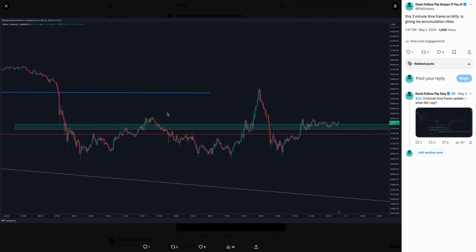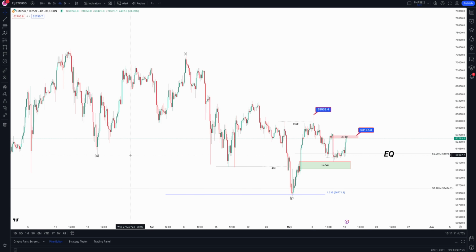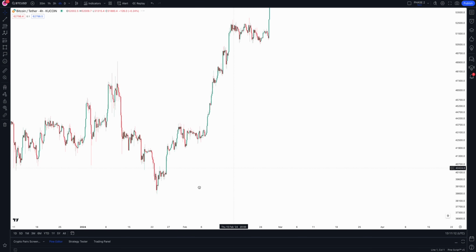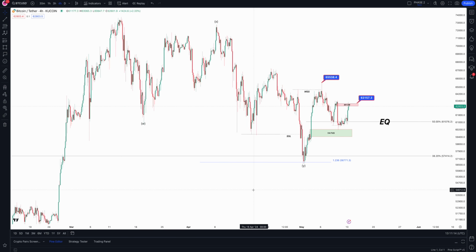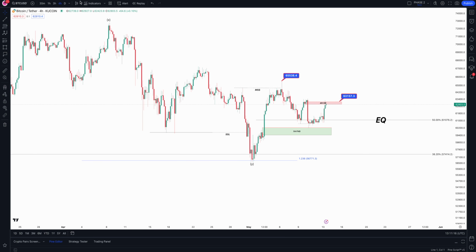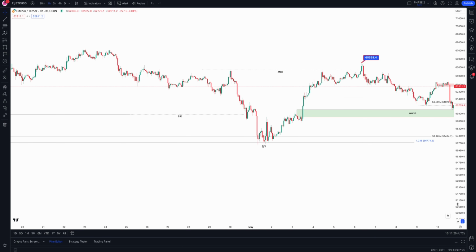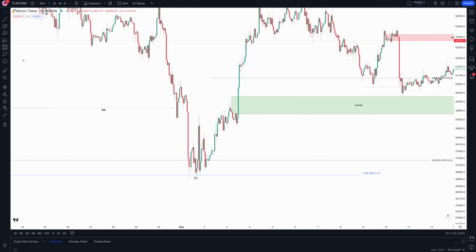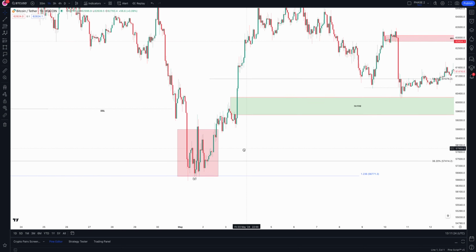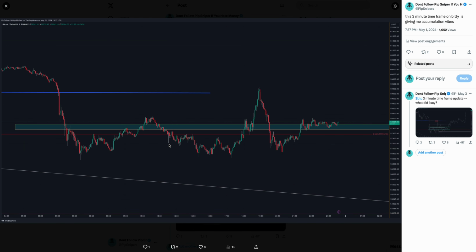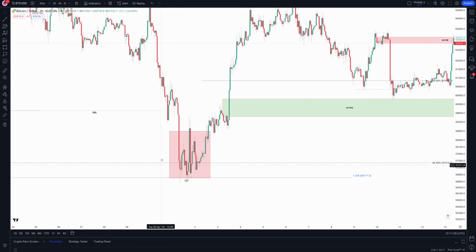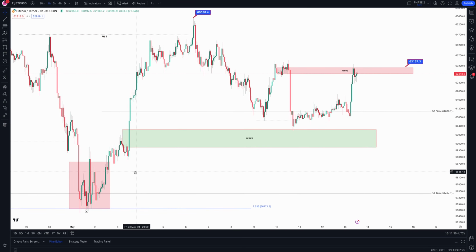This post over here was on May 1st. This is the 3-minute time frame. Okay, that was Bitcoin when it was right over here. Okay, if we go on the hourly over here, that post was right over here. We spotted accumulation at the lows right here. Okay, this box right here.